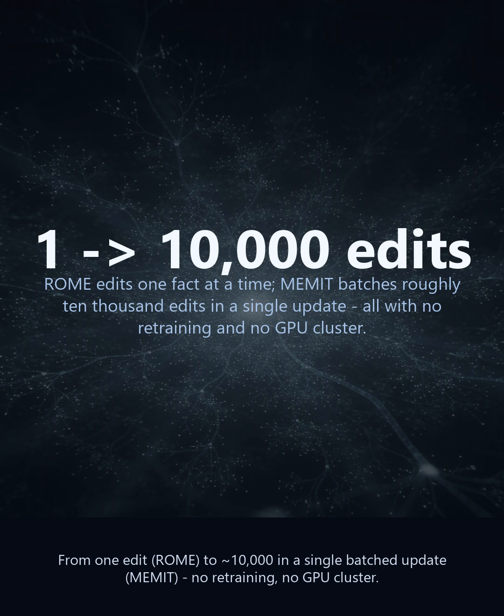Here is the number that captures the leap. ROME edits one fact at a time. MEMIT pushes that to roughly 10,000 edits in a single batch update, all without retraining the model or spinning up a GPU cluster. That is the promise of knowledge editing. Change what a model believes, precisely and cheaply, at the scale of thousands of facts.